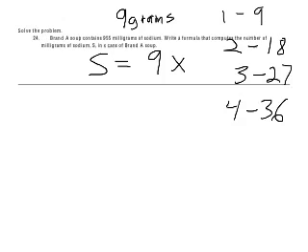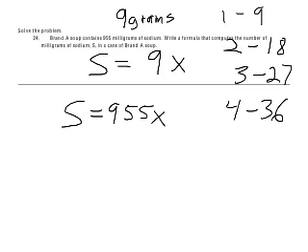So our soup equals 955x. No matter how many cans we put in there, we'll just multiply the number of cans times the 955, because that's how much is in each can. And that will be the formula.